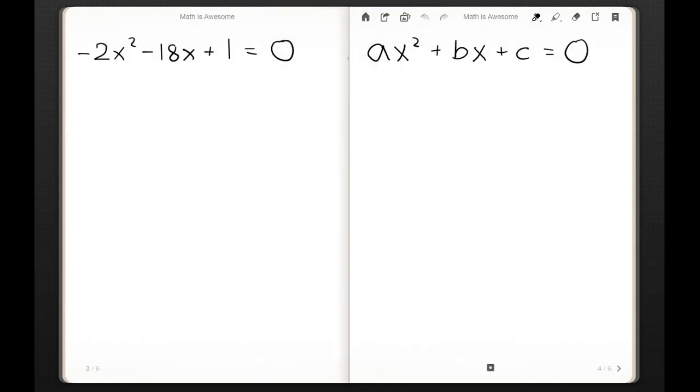So what we start with in any quadratic equation is something that looks like this. Negative 2x squared minus 18x plus 1 equals 0. This was actually one of the problems that we did in the last video, I believe. And this is in the standard form of a quadratic equation. Ax squared plus bx plus c equals 0, where a, b, and c just represent the coefficients of the x squared, the x, and the constant terms.